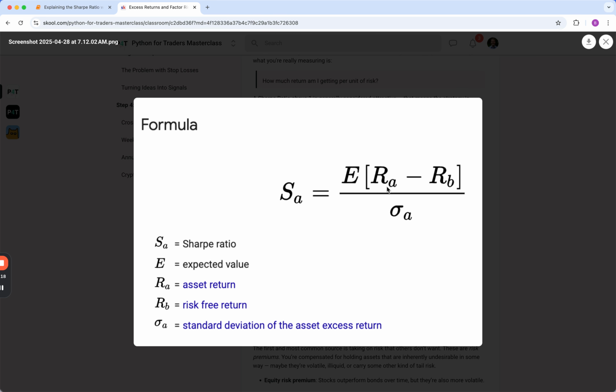Then we divide this quantity up here, the numerator, by the standard deviation of the asset's returns. So that would be the volatility of the return. If you think of volatility as risk and returns as reward, it's measuring the risk-adjusted reward, or how much reward we're getting per unit of risk. That's why it's a ratio. So it's really simple to understand. Obviously, the higher your returns are, the higher your Sharpe ratio will be. The higher your volatility is, the lower your Sharpe ratio will be.